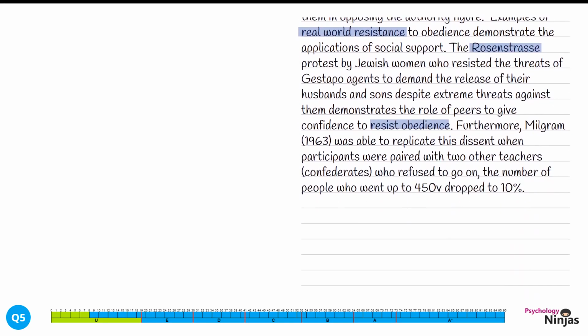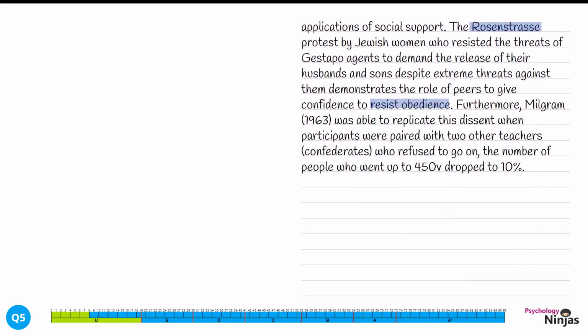Furthermore, Milgram was able to replicate this dissent when participants were paired with two other teachers, or confederates, who refused to go on. The number of people who went up to 450 volts dropped to 10%. We've shown our understanding of Milgram's variations here by giving specific findings. We could make a comparison to the 65% in baseline in order to ram this home that these people did not obey when they had a confederate or a fellow dissenter or ally. It's time to give a judgment once again.